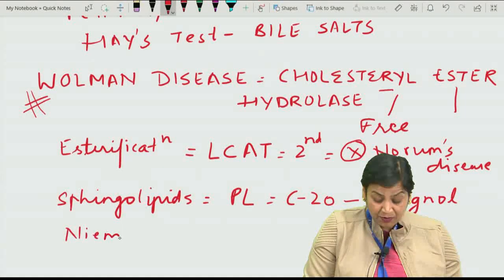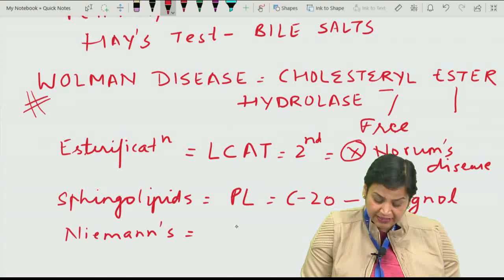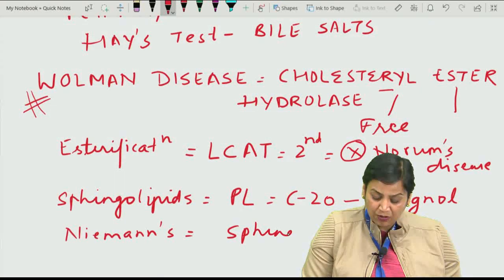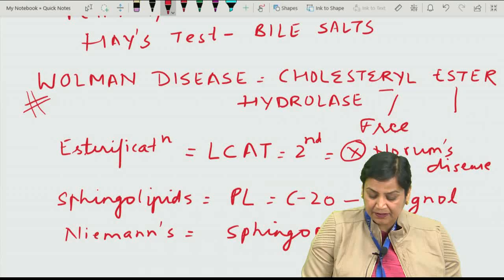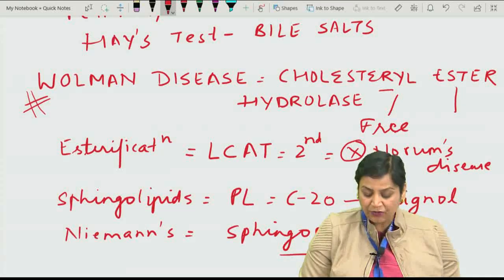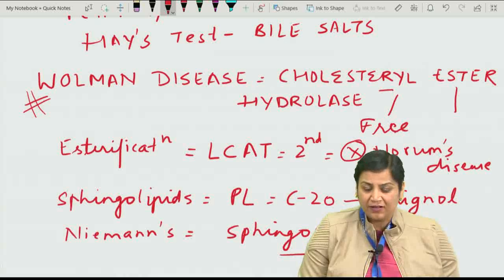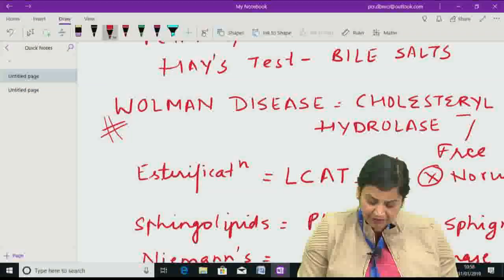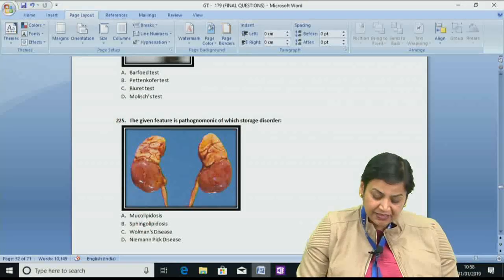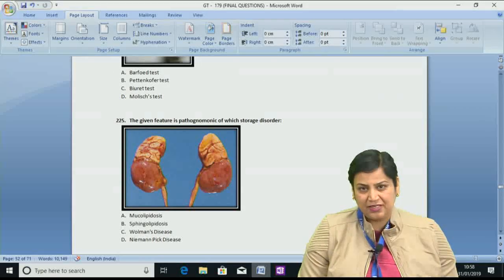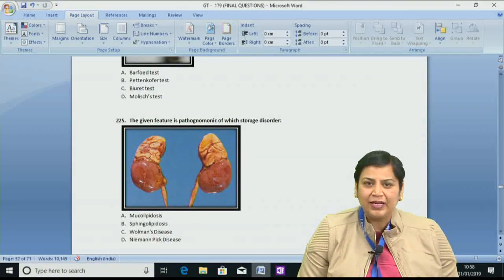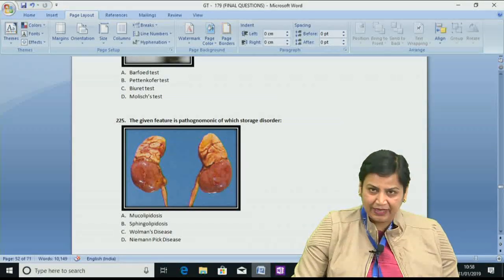This is again very important. This Niemann-Pick disease is due to the deficiency of the enzyme sphingomyelinase. There is accumulation or there is enlargement of the fatty layer. So you can say here, simple, by just looking at the picture, we can say the answer is Wolman's disease, which is due to cholesterol ester hydrolase.